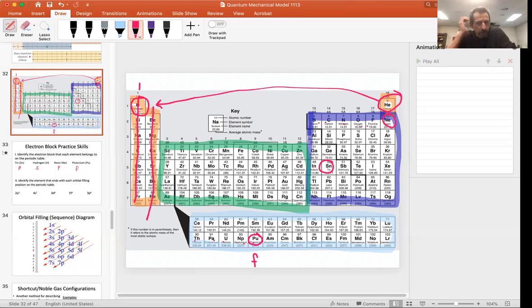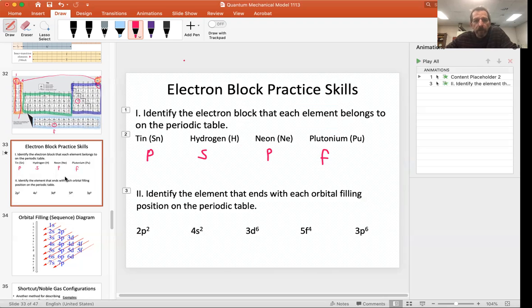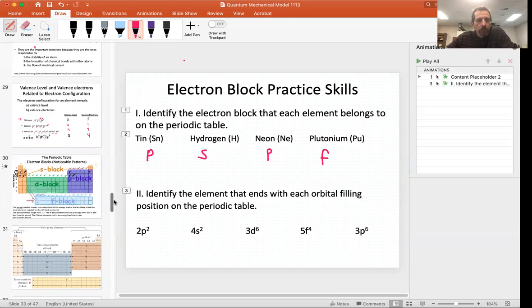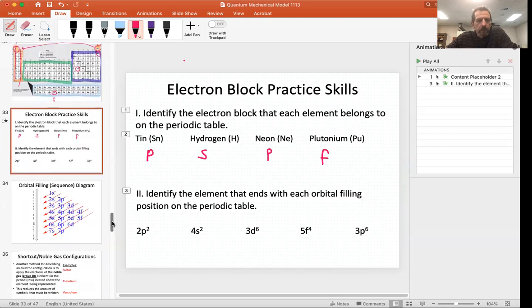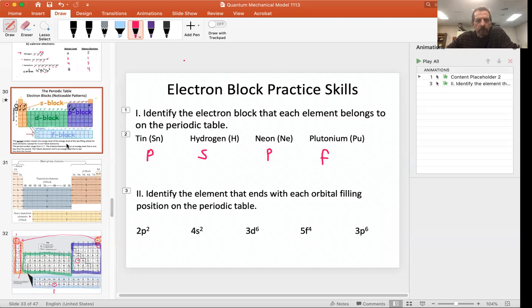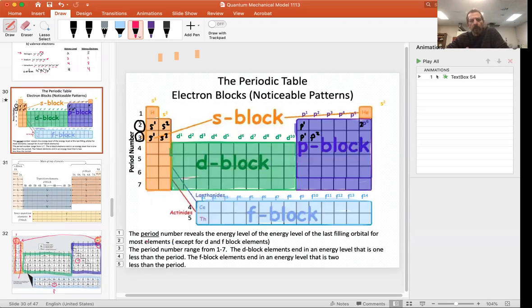So we'll talk at another time about why it's actually there. Okay, so we have these 4 different shapes that relate directly to electron configuration. Next skill: identify the element that ends with each orbital filling position on the periodic table. Now, in our notes, one of the things that I embedded is how we go about doing this. It's stated here.